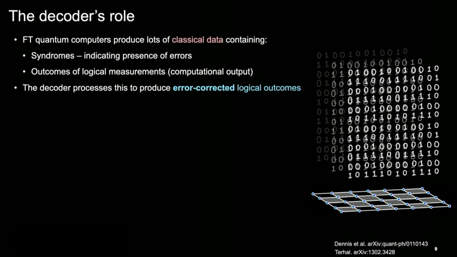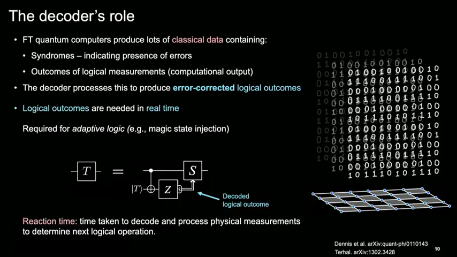And so you can think of the decoder's job as providing these error-corrected logical outcomes. So it comes up with some recovery, and then you use that to infer what the correct output of the logical measurement is. And the point is that we need these logical outcomes in real time. We can't just wait till the end of the computation and then decode them, because we need them for adaptive logic, which happens everywhere in a quantum computation.